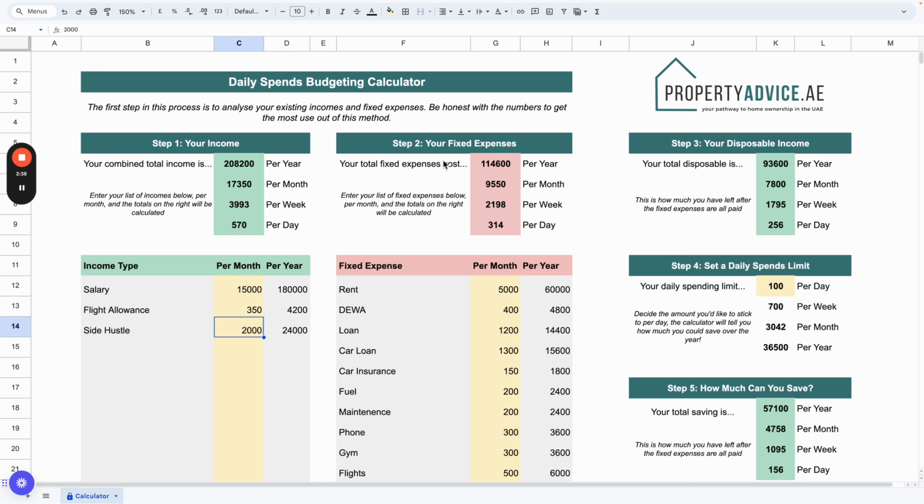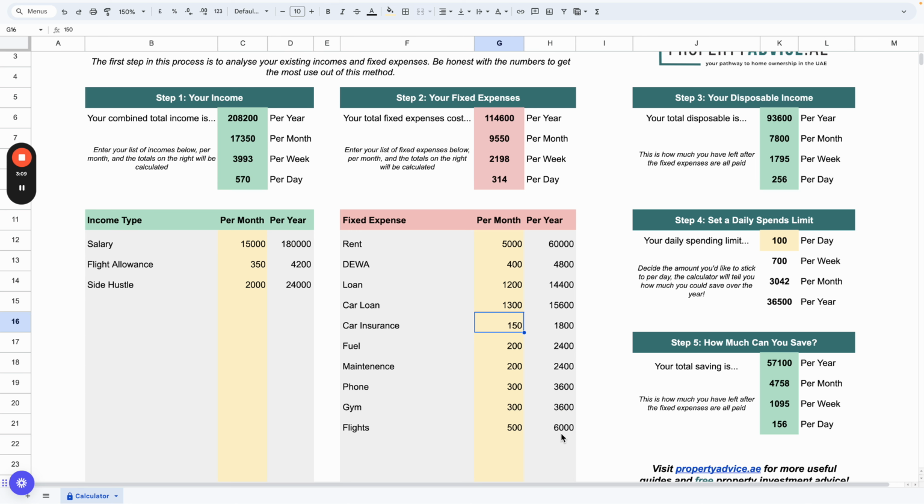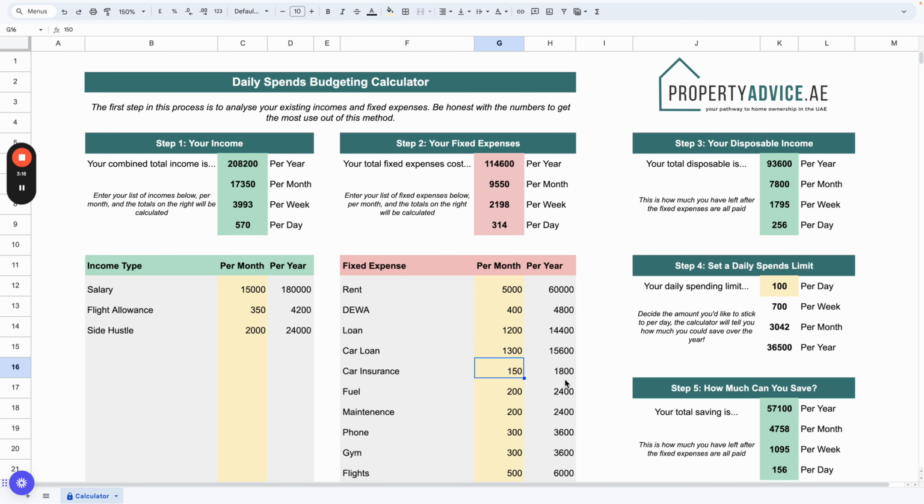Now, your fixed expenses, and by the way, you could do this as a couple or as a family as well, but I will just assume this is a single person here. And they spend 5,000 on rent, they spend 400 on DEWA, they've got a loan, they've also got a car loan, they're paying car insurance of about this price per year, so they had to work backwards to figure it out per month, and so on. So we've got fuel, maintenance, phone, gym, flights. Now the flights one, yes, you may not be spending 500 dirhams on flights a month, but you do spend 6,000 on it as a minimum per year. So you should work it out per month, and that will help this calculator work more efficiently.